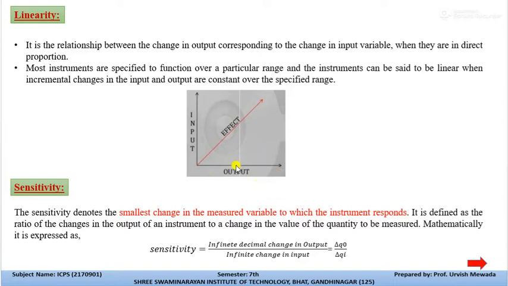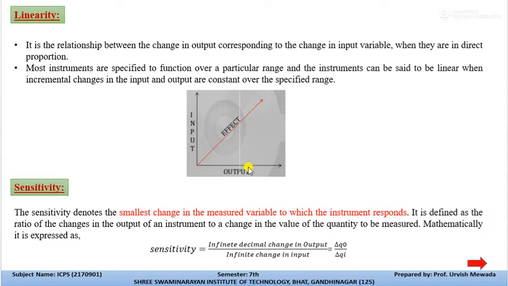Now, most instruments are specified to function over a particular range, and the instrument can be said to be linear when incremental changes in the input and output are constant over the specified range. Suppose an instrument has a range of 0 to 10 ampere. As you give 1 ampere of current to the input of the device, and the scale of the instrument indicates 1 ampere, then it is called a linear response.